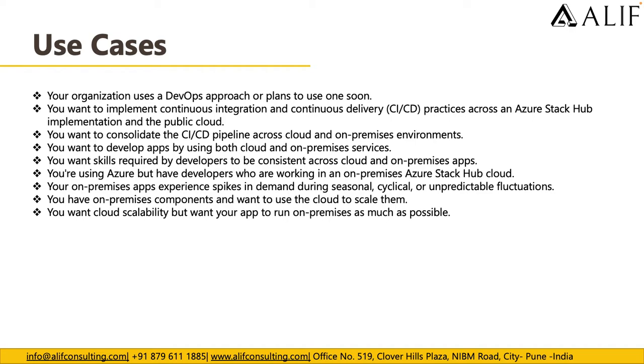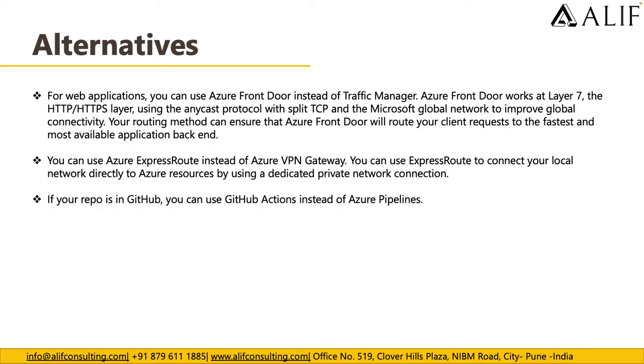If your on-premises app experiences spikes in demand during seasonal, critical and unpredictable fluctuations, if you have on-premises components and want to use the cloud to scale them, or if you want cloud scalability but want your app to run on-premises as much as possible. So these are some of the cases for multi-cloud scaling features.